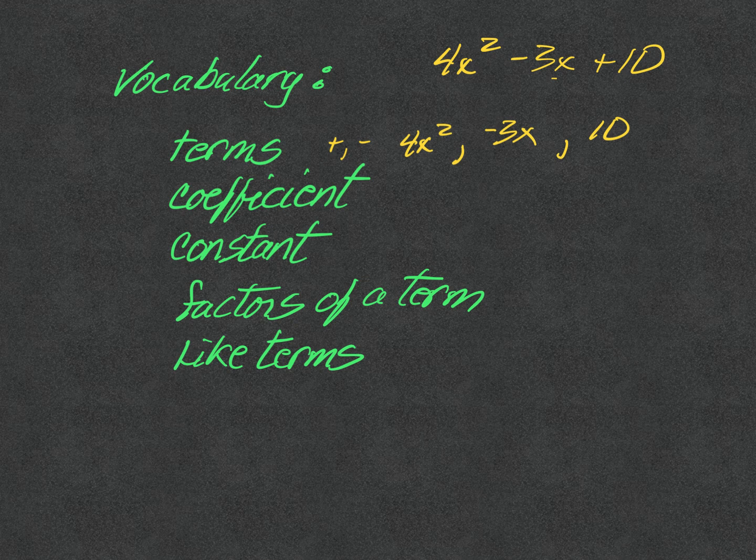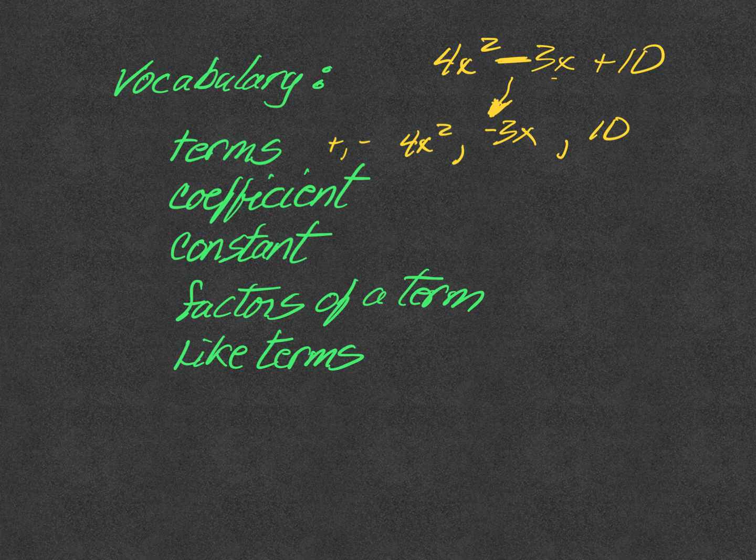Now, subtraction in algebraic expressions becomes negative signs when we talk about terms, okay? So we kind of think of everything being added together and we're just either adding positive terms or adding negative terms, all right? So those are the terms. It's just the individual things we add or subtract together.